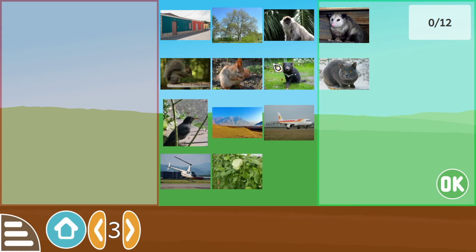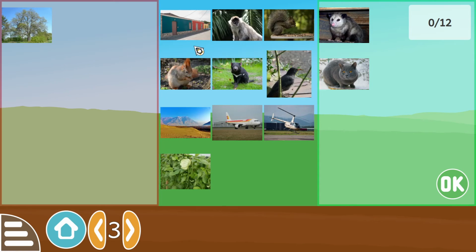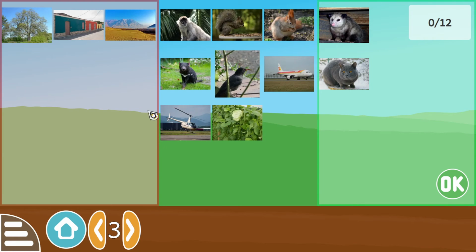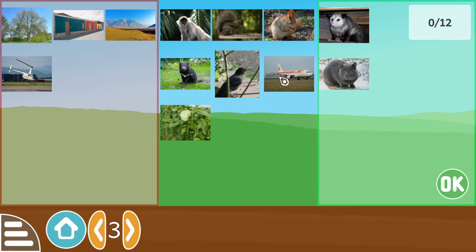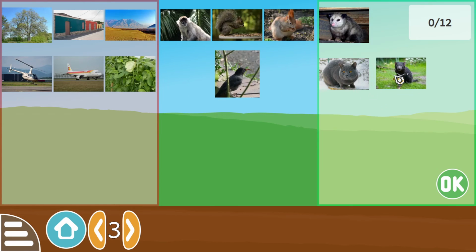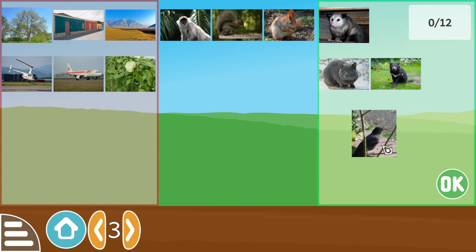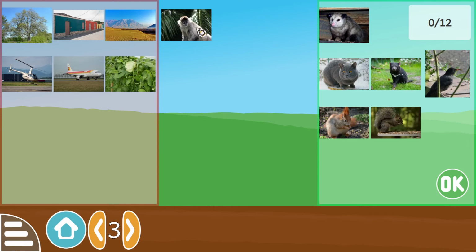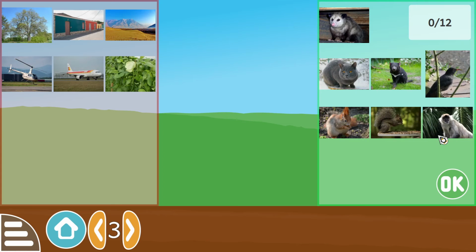So a cat is. A tree isn't an animal. Looks to be a building. Mountainside. Helicopter. Jet. And plant are not. Got a Tassie devil. A bird. I think these are both squirrels. And a monkey.